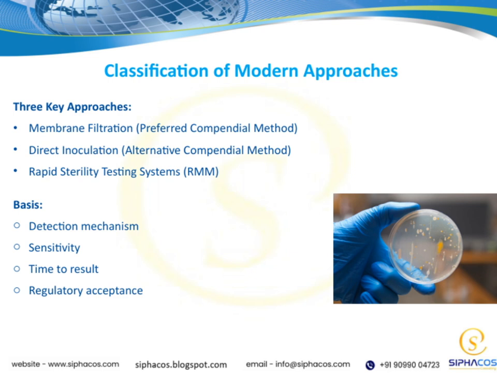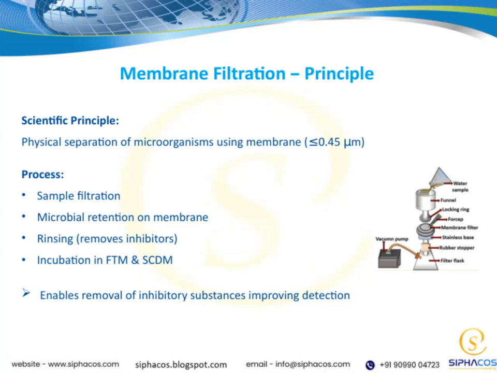Now, let's take a closer look at the principle behind membrane filtration. Essentially, it's a physical separation method that uses a membrane with a pore size of 0.45 micrometers or smaller. This allows us to separate microorganisms from the sample effectively. The process begins with filtering the sample through this membrane, which traps the microbes on its surface. After filtration, we rinse the membrane to remove any substances that might inhibit microbial growth or detection.